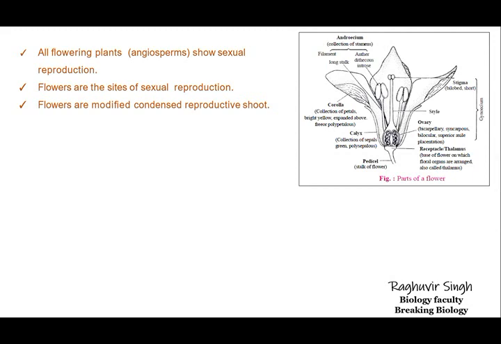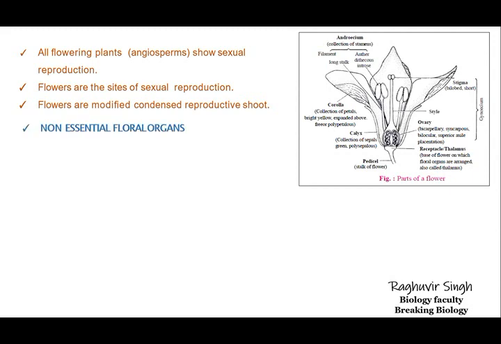It is also known to you that the flower is called a modified shoot or a modified condensed shoot, because the nodes and internodes are present in a flower, but in a condensed state. Also the presence of these floral leaves, the calyx and corolla. That is why the flower is called a modified shoot.